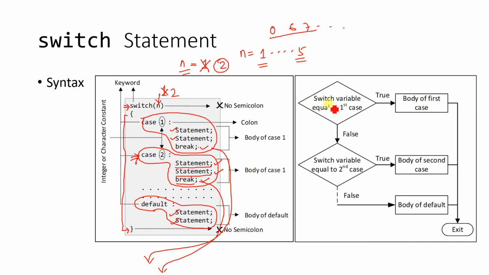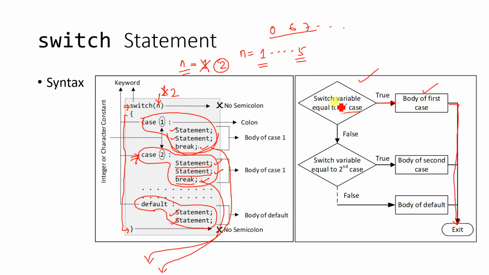And if you notice the flow chart, it is showing the same thing that we have discussed over here, but for completeness, let us discuss it. Switch variable equal to first case. Whenever the switch variable, that means n, is equal to 1, and that condition gets true, then the body of the first case gets executed, and finally we go out of this switch case.